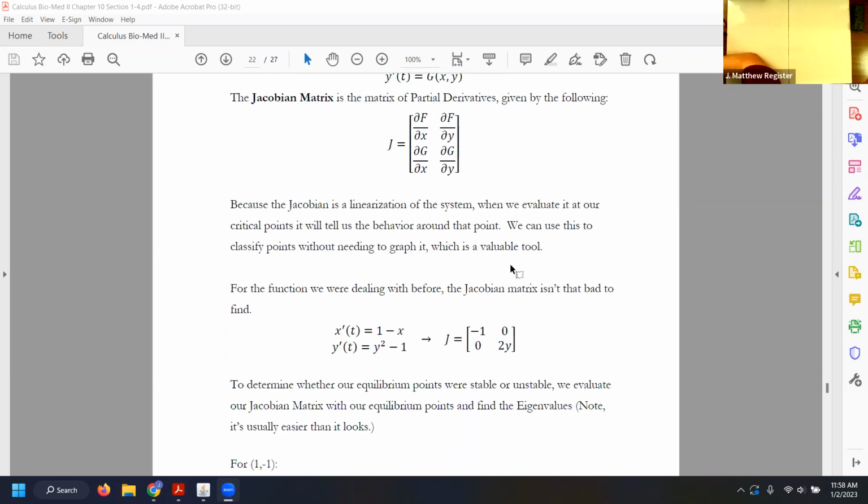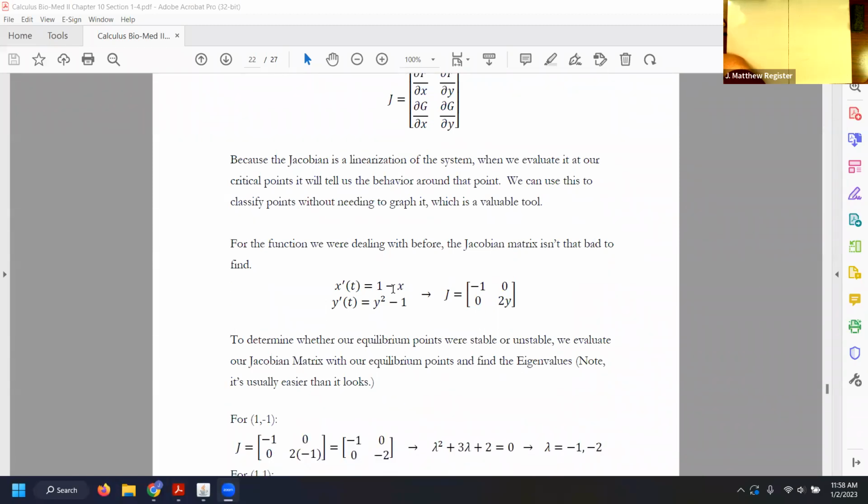And so for the example problem that we had above, 1 minus x and y squared minus 1, the Jacobian of this, the partial with respect to x, is -1. The partial with respect to y is 0. And for the second equation, the partial with respect to x is 0, and the partial with respect to y is 2y.